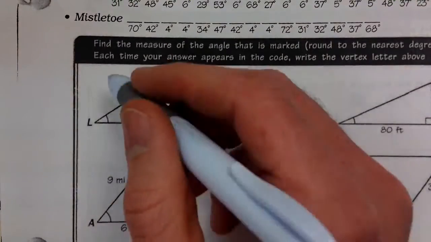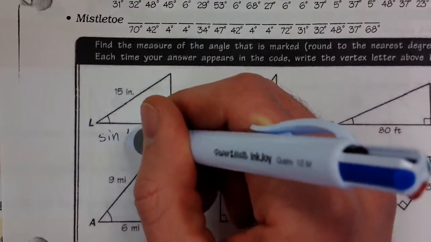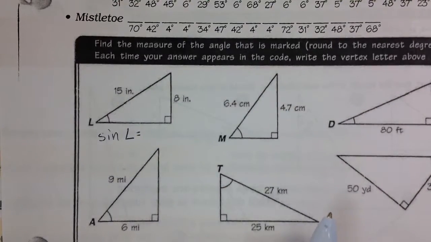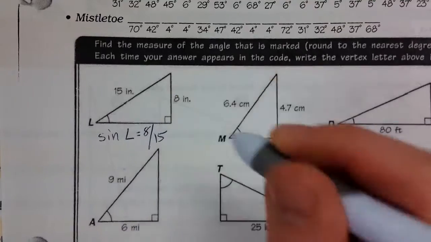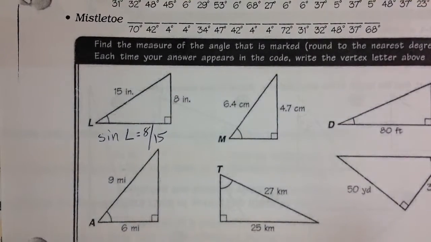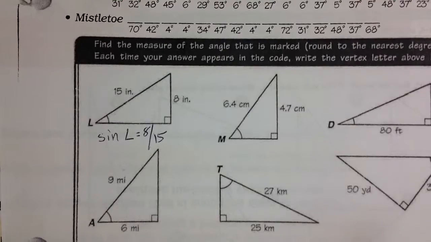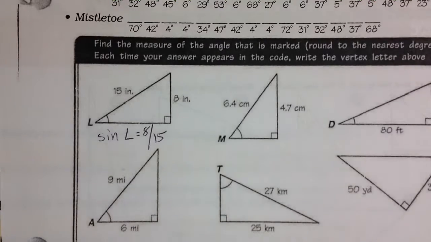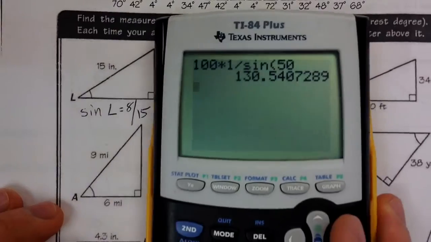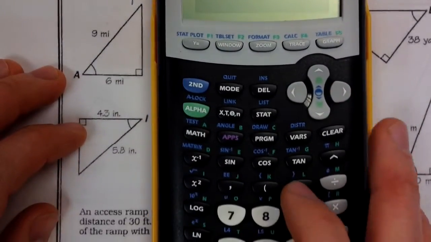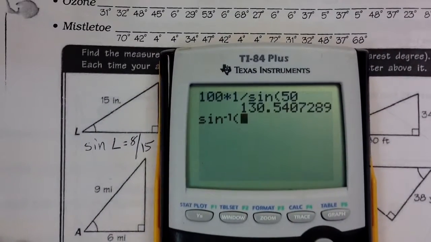Sine, because you have opposite and hypotenuse. So you have sine of L equals what? 8 over 15. Now how would you solve for L without using a protractor or a table of sine values? How could you use your calculator? Okay, so you're going to use inverse sine, which is second sine of 8 over 15.